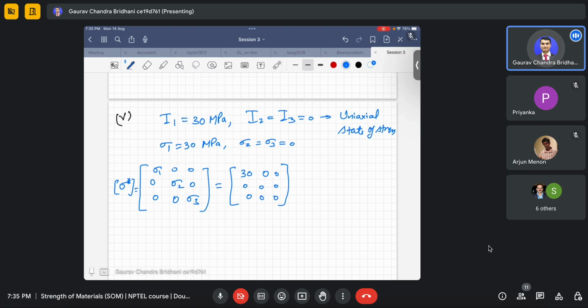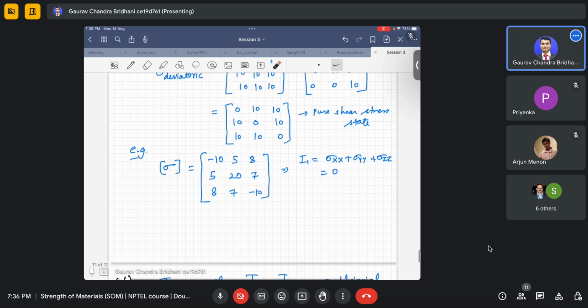And why? How did it happen? Because of the Mohr circle. If we go to a different plane, it will be a different representation, but the state of stress will remain the same. So here you can also see I1 will be 30, I2 will be 0, and I3 will be 0. Okay, so this.